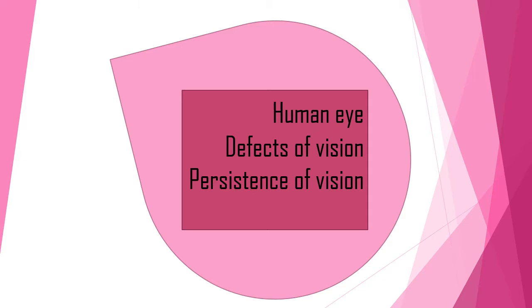Today in this module, we'll be discussing the structure of the human eye, some of the defects of vision, and persistence of vision. So let us first start with the human eye and its main parts.